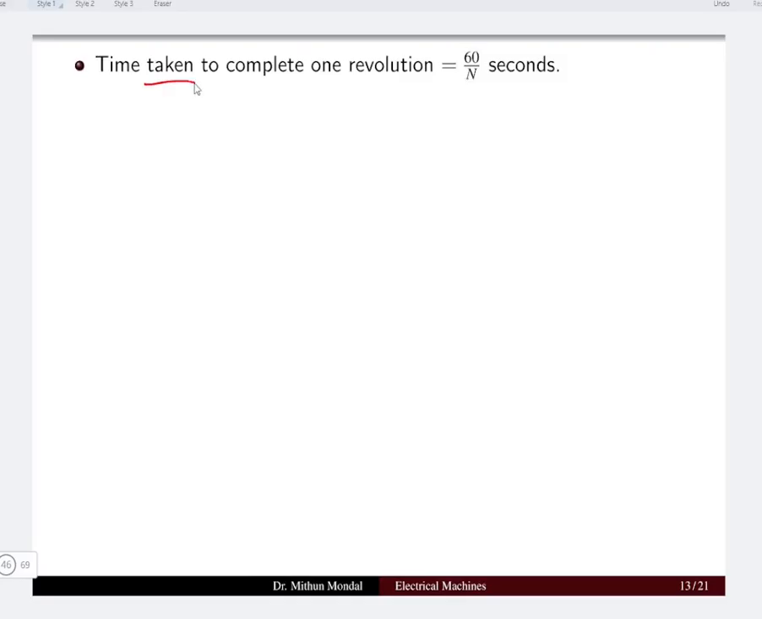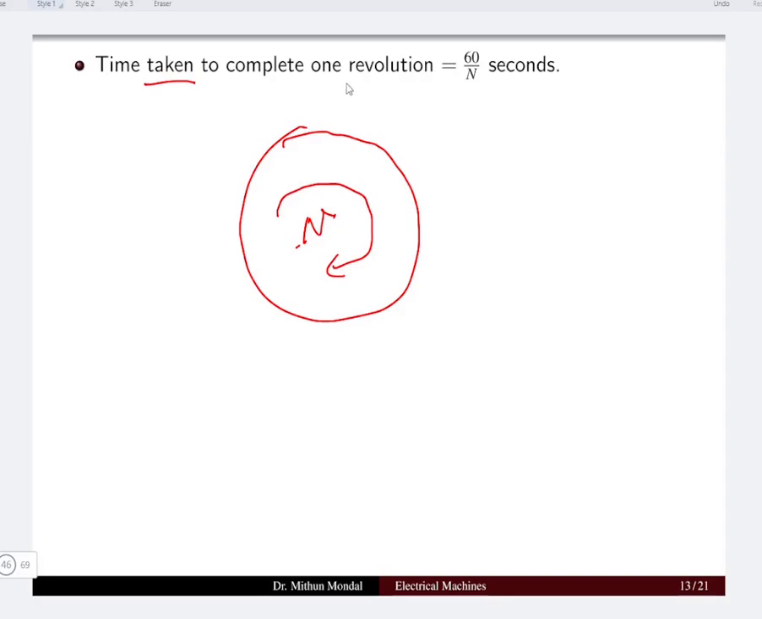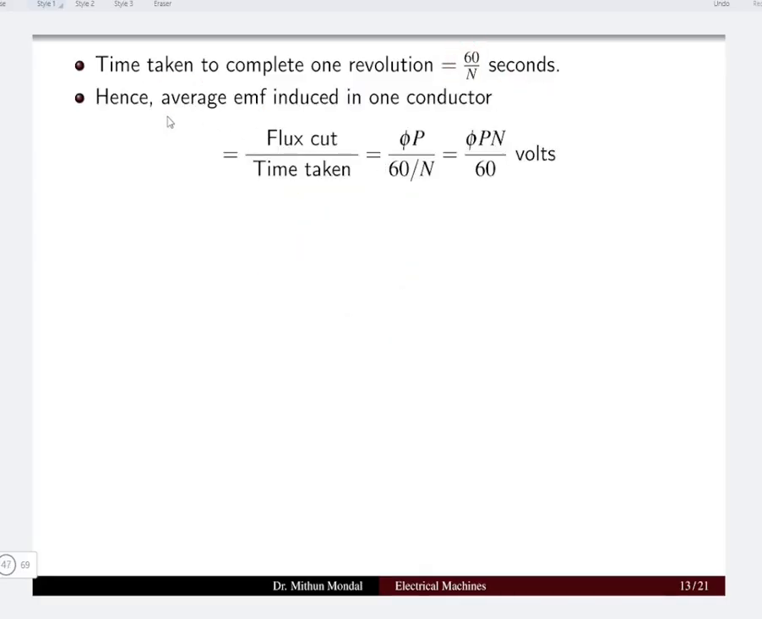Now the time taken to complete one revolution. So this is our armature which is revolving at a speed N, and one revolution is completed in 60 by N seconds. So the average EMF induced in one conductor is equal to the flux cut divided by the time taken. The total flux is phi into P, and 60 by N is the time taken, so it is phi P N by 60 volt.